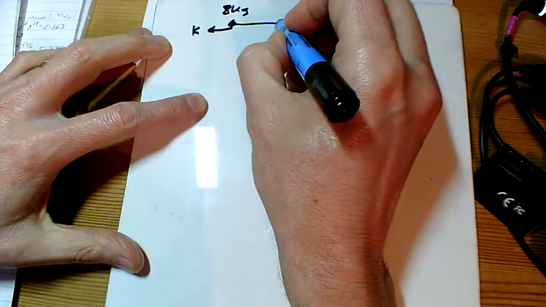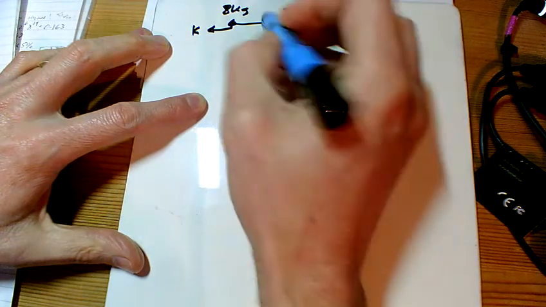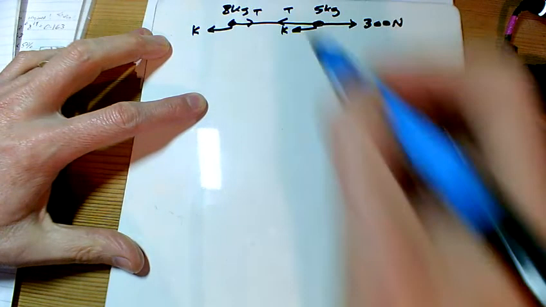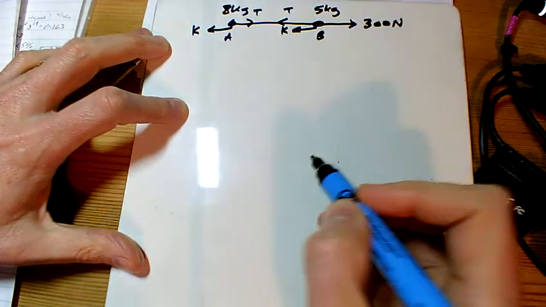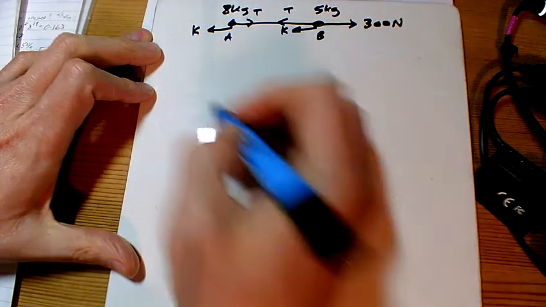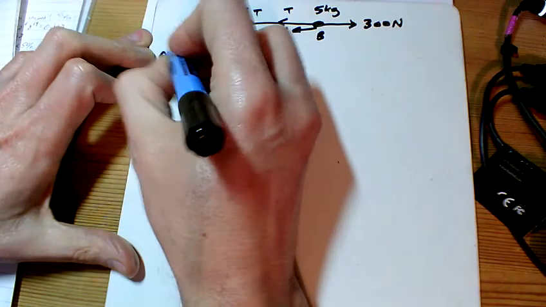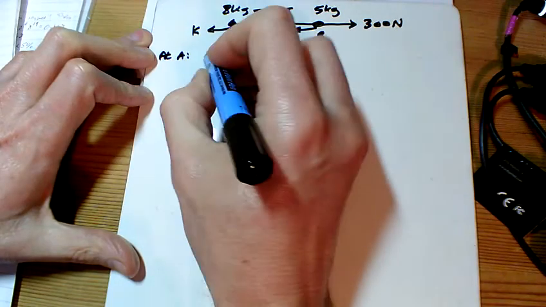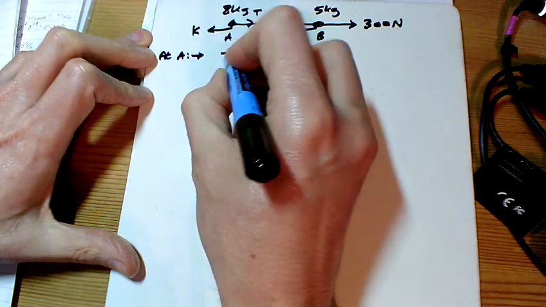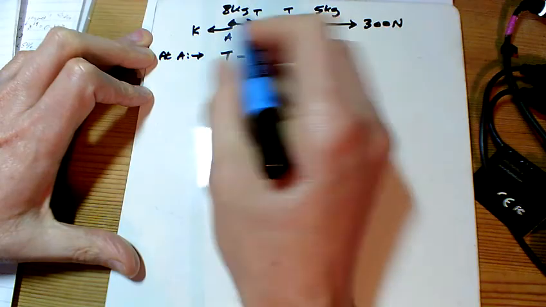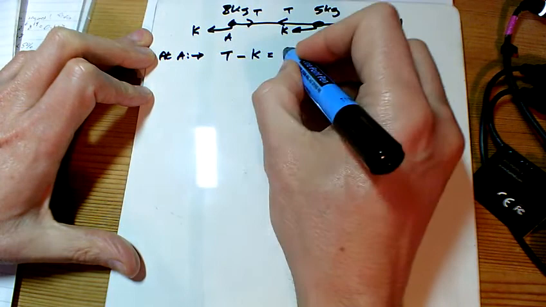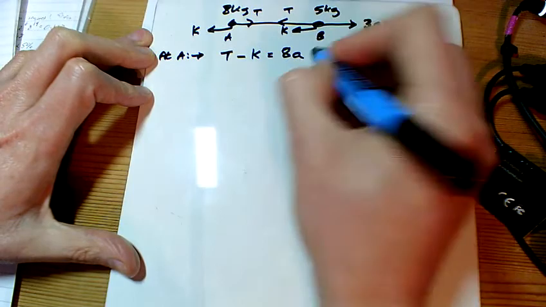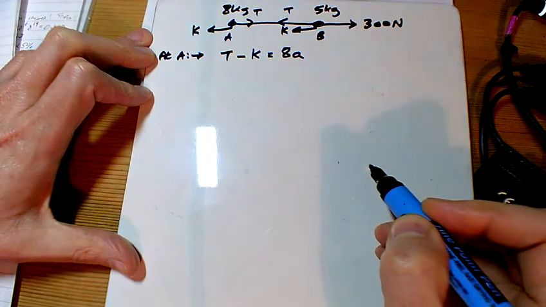In this cable here, there's some tension pulling this one back, and there's some tension pulling this one forward. This one's A, and this one's B. So we'll start off with our force diagram like this. And what's happening at A? Well, pulling A forward to the right here is T, and stopping it moving is the friction force K, and force equals mass times whatever the acceleration of this is going to be.